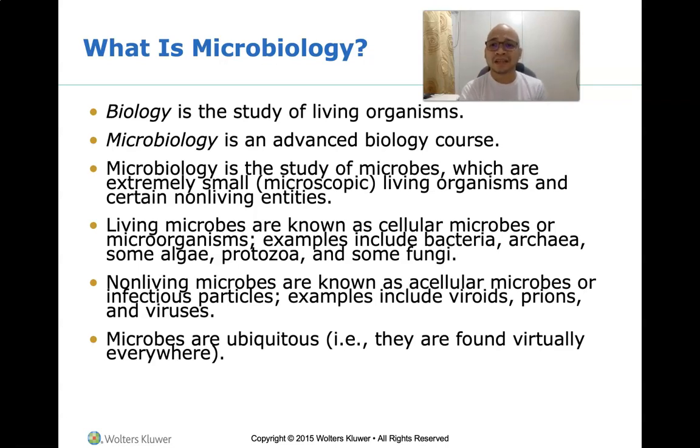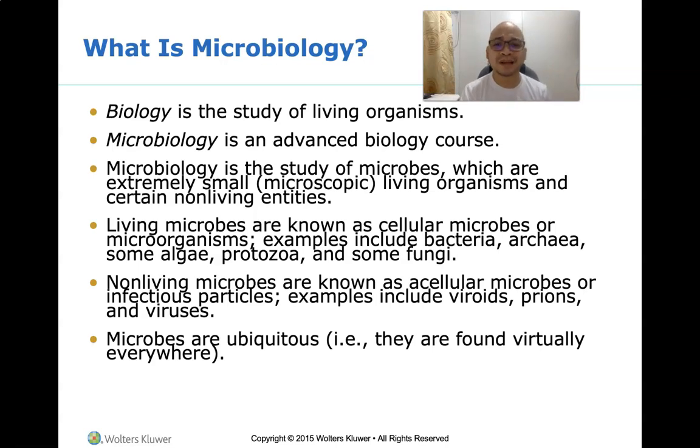Virus is considered a non-living entity. Living microbes are known as cellular microbes, and many of them are unicellular, meaning they are single-celled organisms. Examples are bacteria, archaeobacteria, algae, protozoans, and even some fungi. Non-living microbes are acellular microbes or infectious particles, which include viroids, prions, and viruses. Microbes are ubiquitous, meaning they are found virtually everywhere, even on your skin, in your clothes, and on the surface of your table.